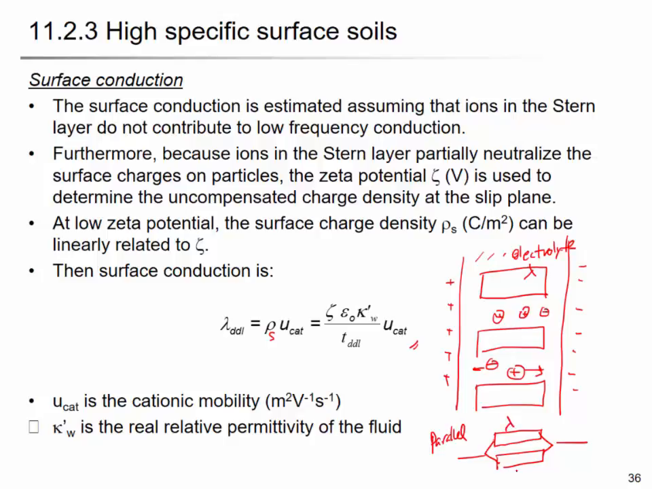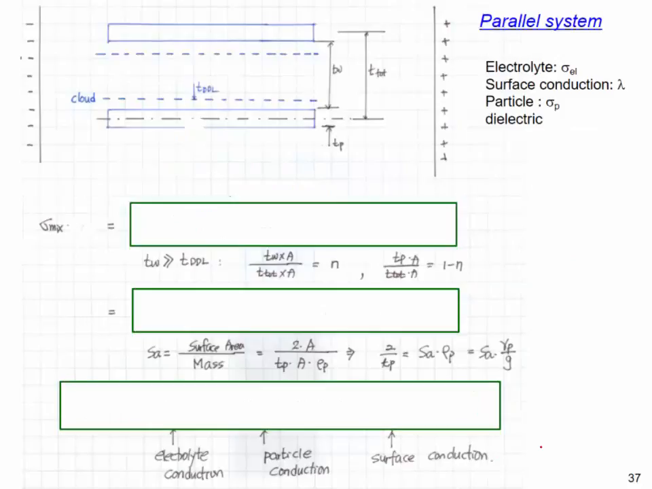You have lambda and the sigma electrolyte, right? And that's this diagram. So if we can estimate or derive the equation for sigma mixture, the mixture's conductivity, that's going to be a function of what? The surface conduction of this clay material and the sigma electrolyte.